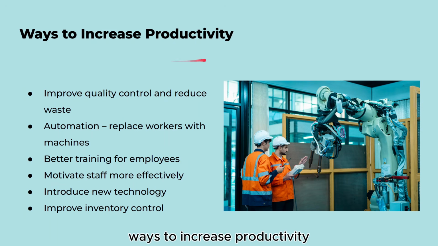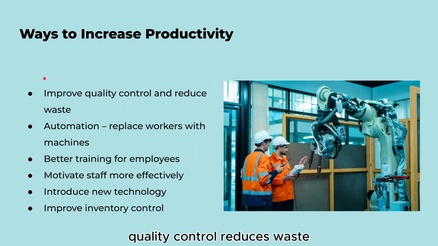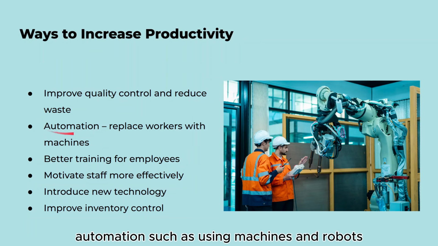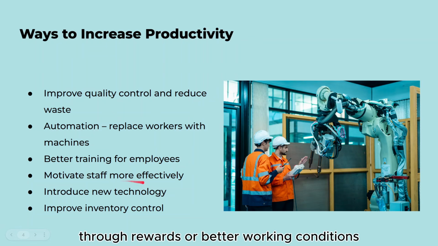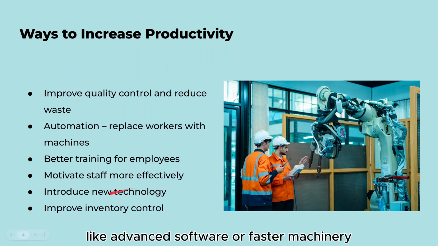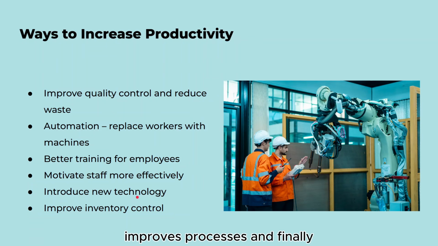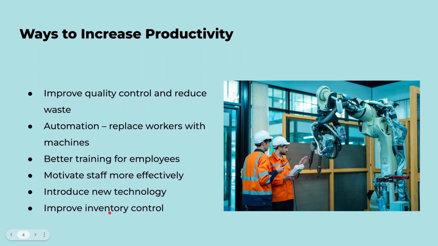Ways to increase productivity. There are many ways businesses can improve productivity. Quality control reduces waste and ensures fewer defective products. Automation, such as using machines and robots, can speed up production. Training employees helps them work more efficiently, while motivation through rewards or better working conditions boosts effort. Technology, like advanced software or faster machinery, improves processes. And finally, better inventory control ensures resources are always available when needed.